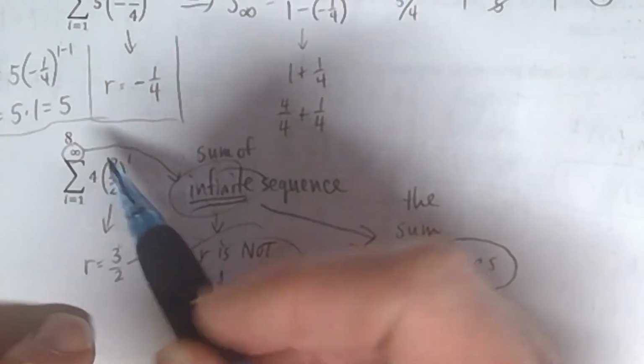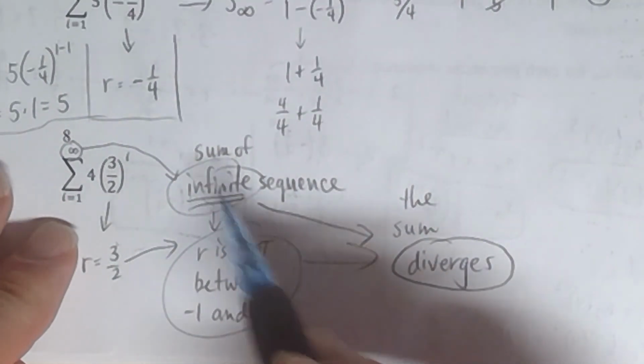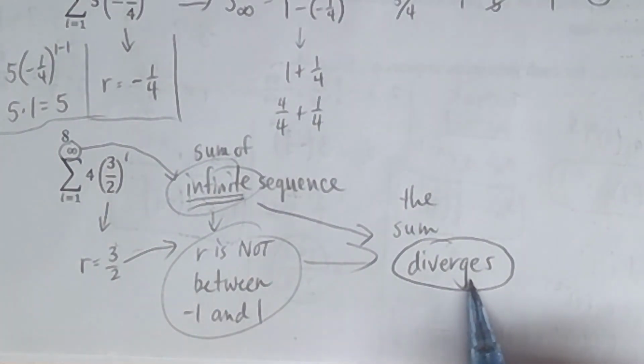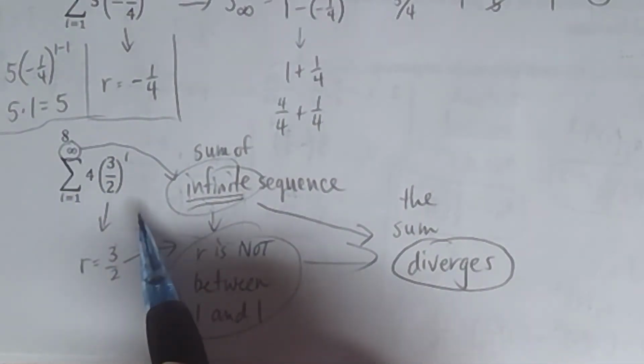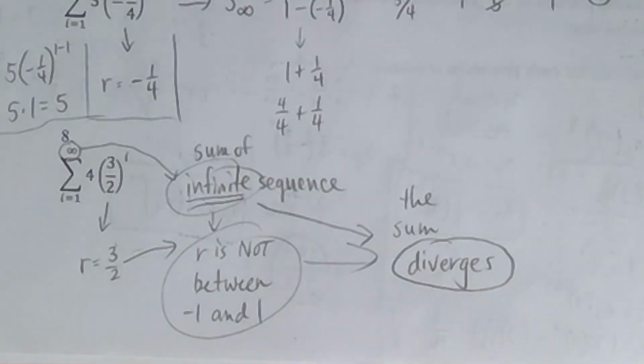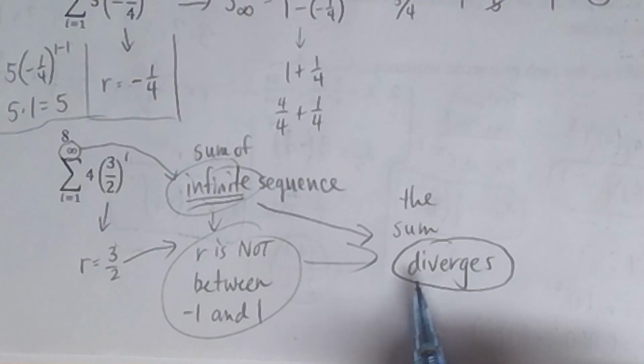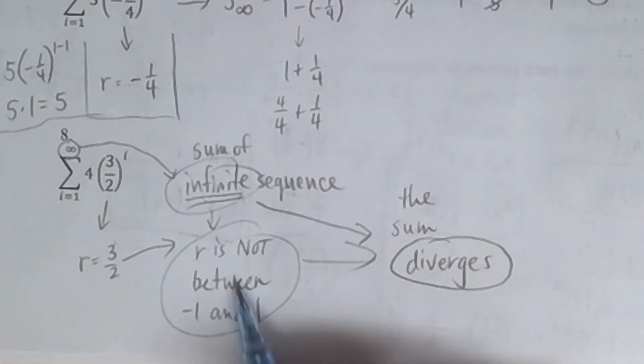So 2 reasons. Infinite sequence. r is not between -1 and 1. There is going to be no answer when you try to take the sum because the sum diverges. All right, you'll see that word come up in your homework. It again means these 2 things right here. Okay, so watch out for that.